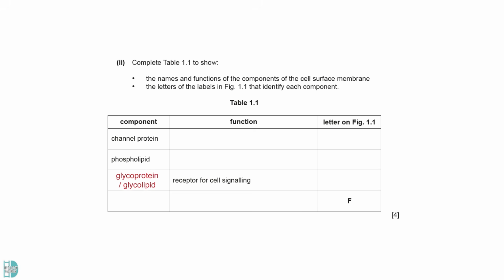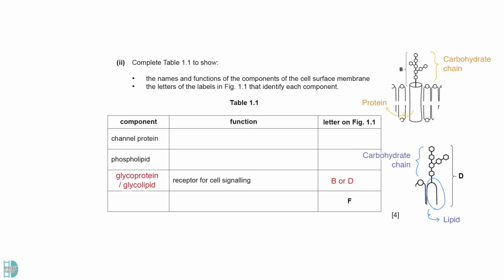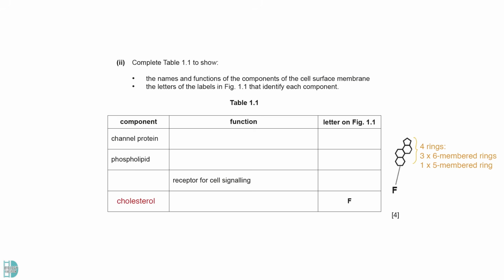Receptors on the cell surface membrane are usually glycolipid or glycoprotein. B is a glycoprotein. It is composed of a protein bonded to a carbohydrate chain. D shows a lipid molecule that has carbohydrates attached to it. It is a glycolipid. Cholesterol features a 4-ring structure consisting of 3 6-membered rings and 1 5-membered ring. It gives stability and maintains fluidity of the membrane.